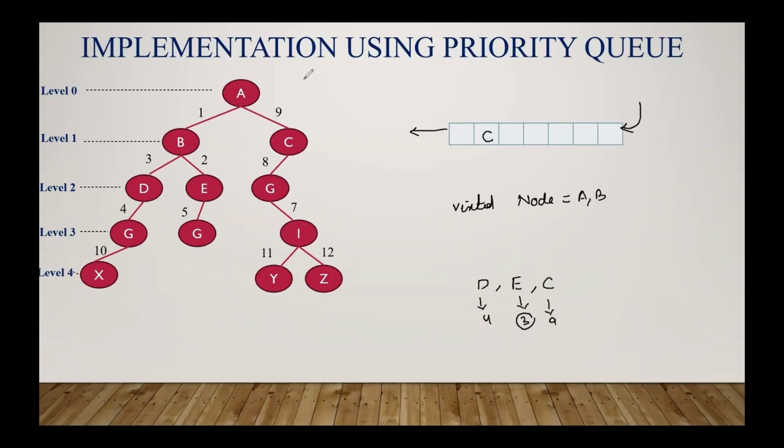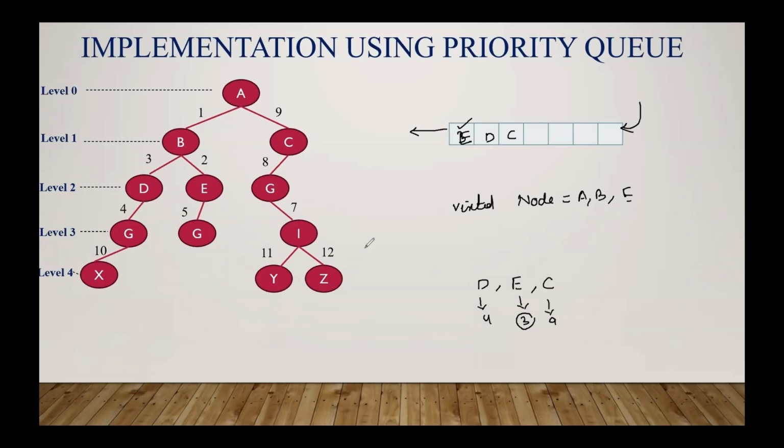So it will insert E, then D, then C. Whenever it inserts, it is done on the basis of the priority value. Next is the deletion, meaning E is going to be dequeued and marked as visited. So E is the visited node.